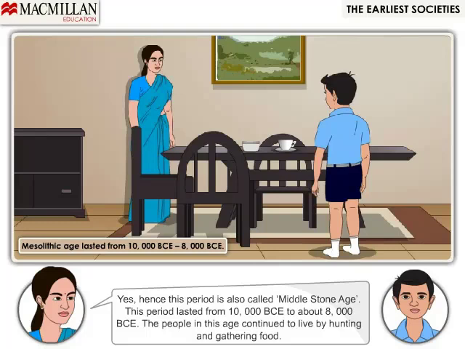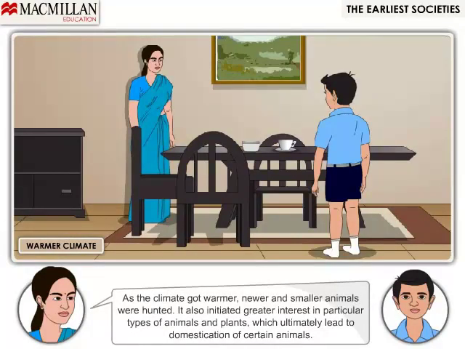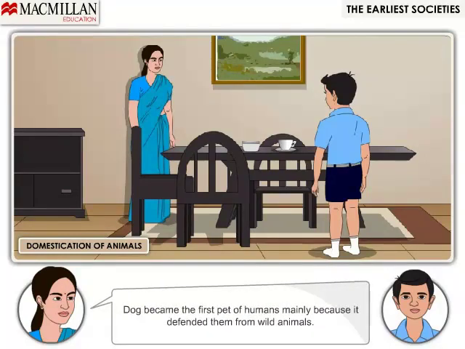The people in this age continued to live by hunting and gathering food. As the climate got warmer, newer and smaller animals were hunted. It also initiated greater interest in particular types of animals and plants, which ultimately led to domestication of certain animals. Dog became the first pet of humans mainly because it defended them from wild animals.